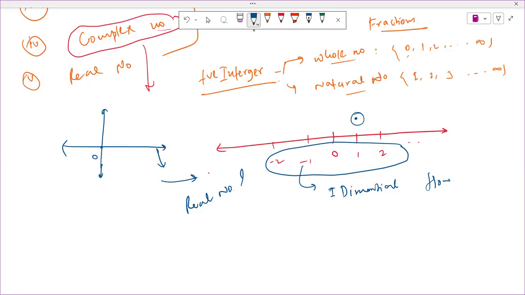Real number line, right? Now there is something called the imaginary number line. This vertical line represents the imaginary number line. What is this? I will tell you. Imaginary number line. Yeah. So what exactly is this?